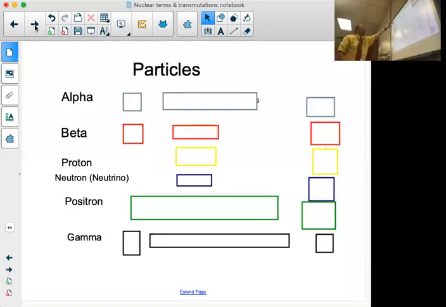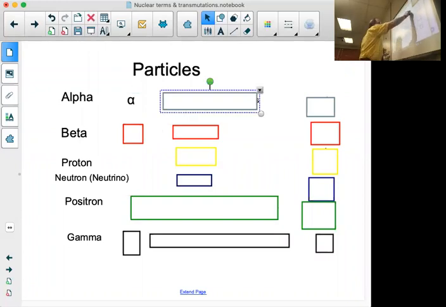Okay, first of all, alpha, beta, and gamma were the first ones discovered. We were trying to be impressive because the biologists were using Latin for their names, and so we decided to use the Greek alphabet. So the first particle discovered was alpha. We use the Greek letter alpha as the symbol.